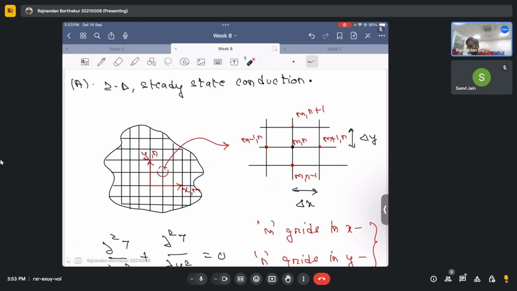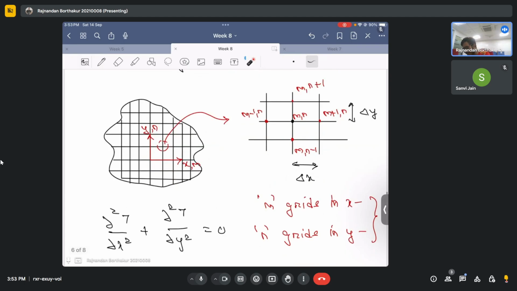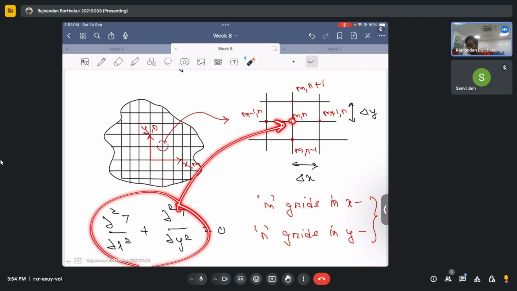So we pick out any generic grid m, n. Remember, this m, n is just a generic grid that I'm considering. This grid is basically the target grid that I am first considering to write down the governing equation on. So what I will do is I'll try to write this governing equation on this very grid point.